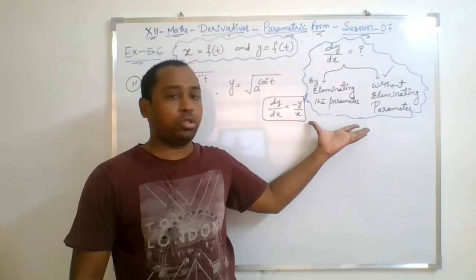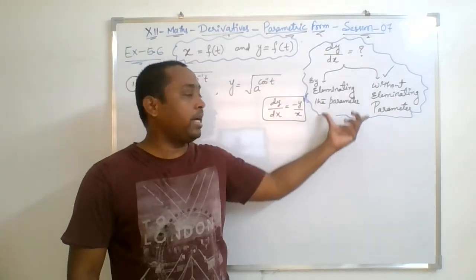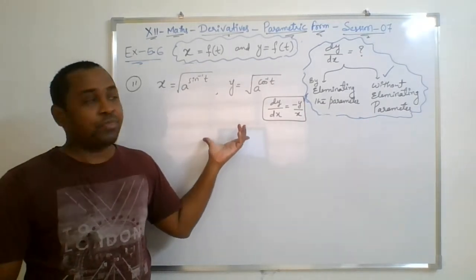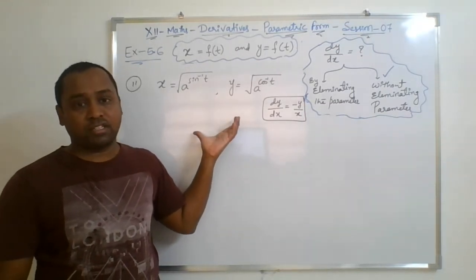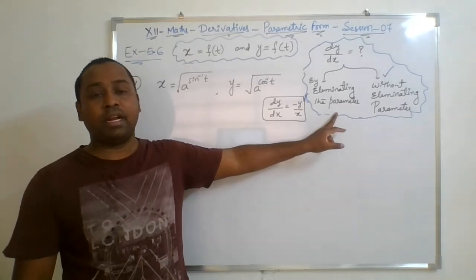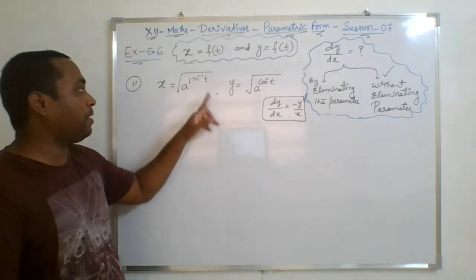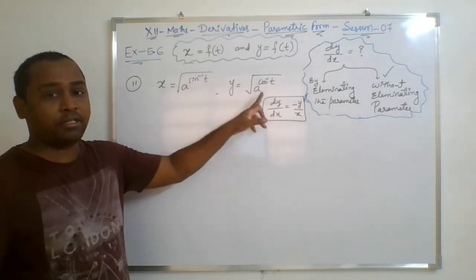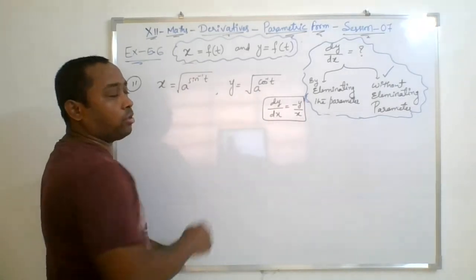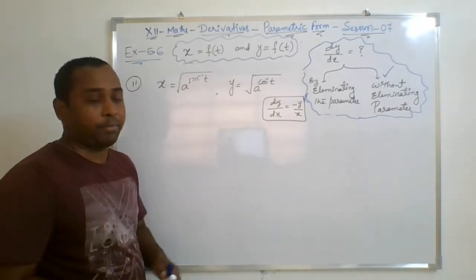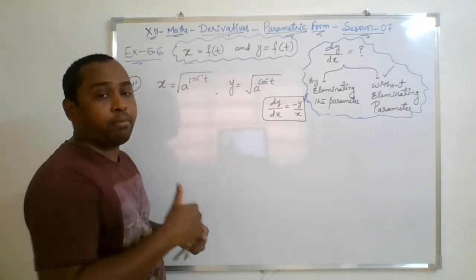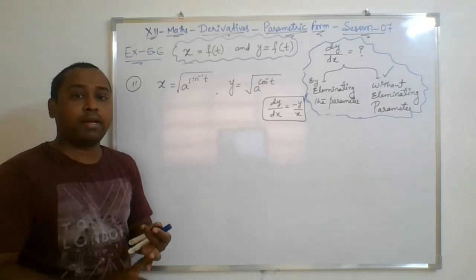So in some questions, eliminating the parameter in the beginning would be the suggestive method. So in this question, this would be the suggestive one, so we are going to use this method. First, I will eliminate the parameter. And what is the parameter we have? t is a parameter because x is a function of t, y is also a function of t, and t is called the parameter.